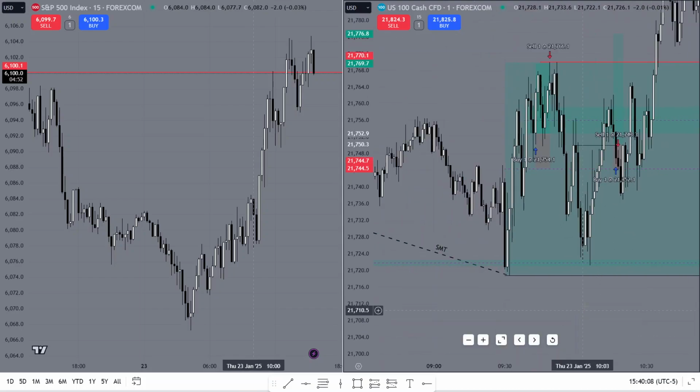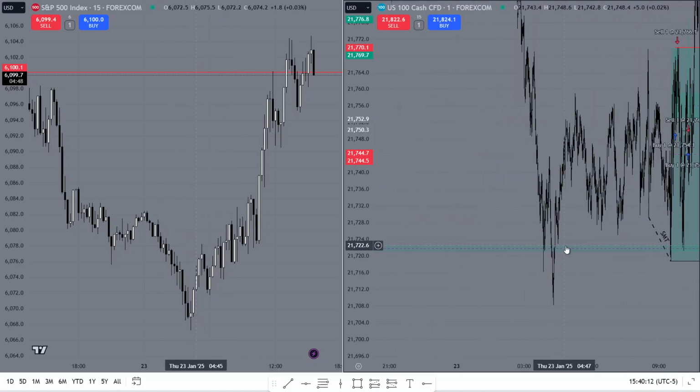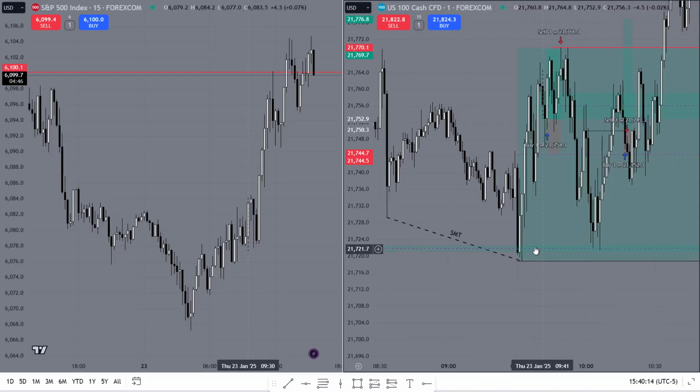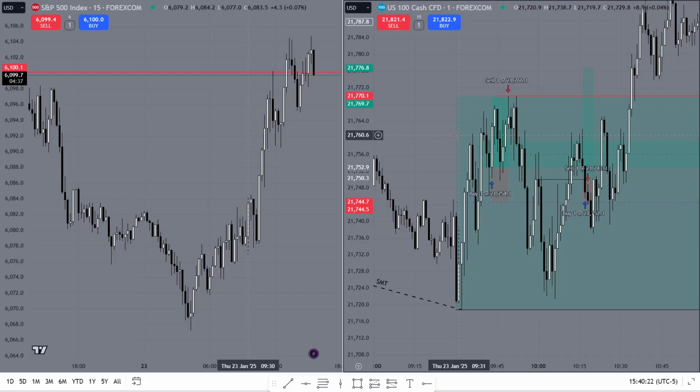All right. This right here, this is a 15-minute imbalance. You see it getting respected, but that is not important at all because it's just random. There's a real importance in deciphering what is random and what is actually algorithmic.